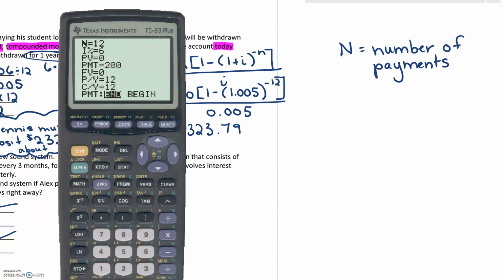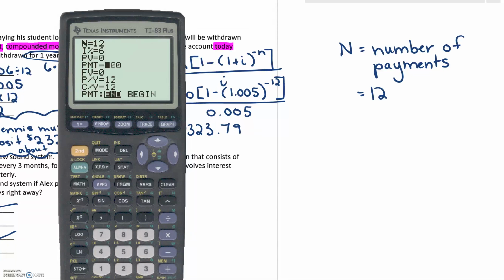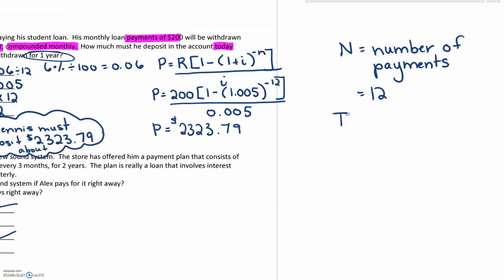Okay, so the number of payments would be equal to 12 in this case. The interest rate will be 6%. Remember that in the graphing calculator, you don't convert to a decimal, you just keep it as a percentage. So your I percentage is 6. Your present value, since you're looking for it, will be 0, but eventually we're going to find an answer for that. We do have to fill in the payment since these guys are doing $200 payments.